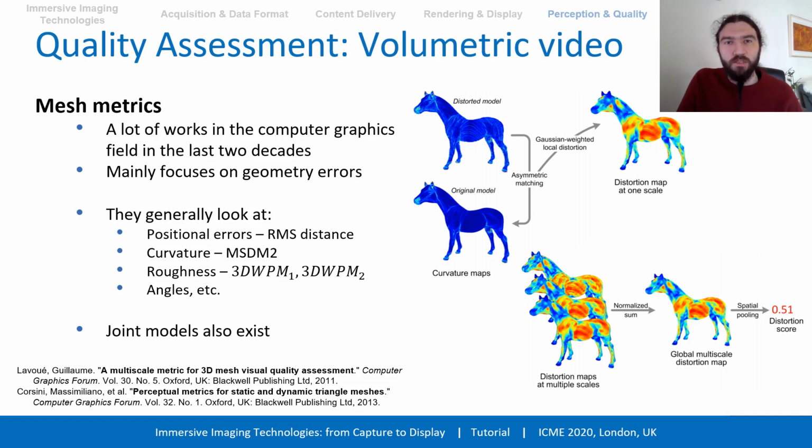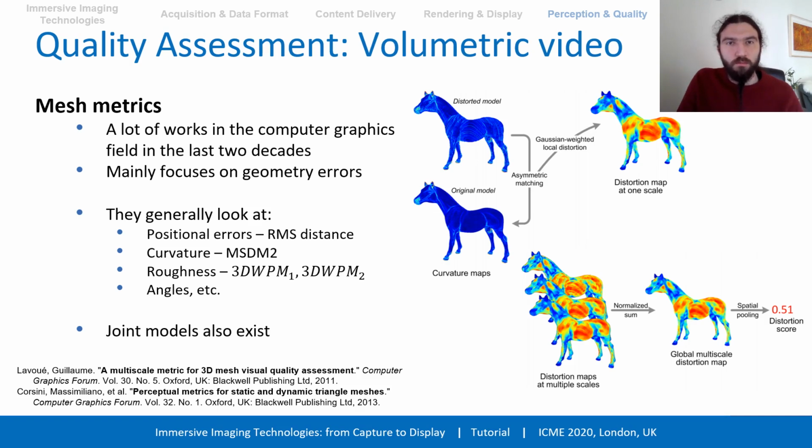These include positional errors such as RMS distance, curvature such as MSTM or MSTM2, roughness, and angles. The figures here describe the MSTM2 process, so we can just go over it very briefly and very quickly. First, a correspondence is found between the original model and the distorted model, and the distortion is found by computing the curvature differences in multiple scales, and it is pooled over the whole mesh, and then a single quality score has been found for the distorted mesh.